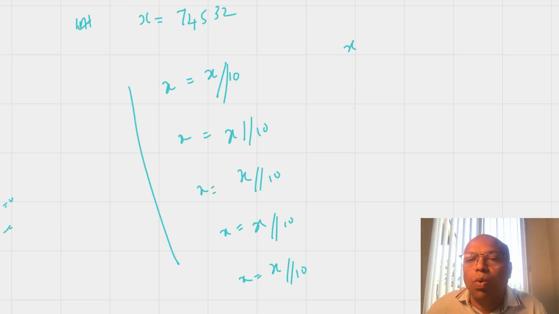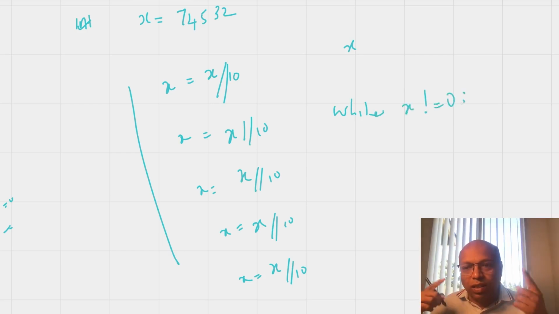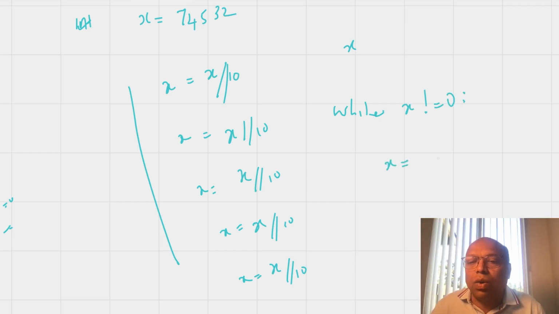In this case, how long? In this case, you will write while. How long do I need to repeat the procedure? X is not equal to 0. As long as x is not equal to 0, what is the procedure I need to repeat? X is equal to x divided by 10. A statement needs to be repeated. But remember, the purpose of this program is to count the number of digits, right? If you want to count the number of digits, what do I need to do here? I am going to put a counter. I put C is 0. C is equal to C plus 1.